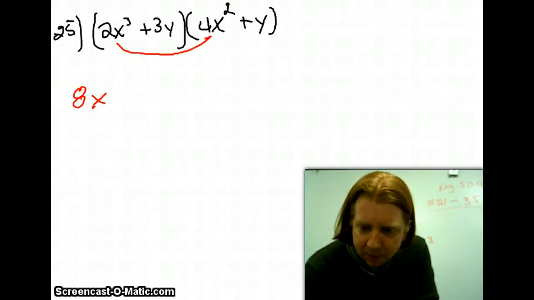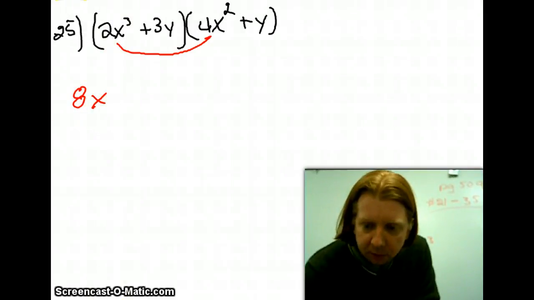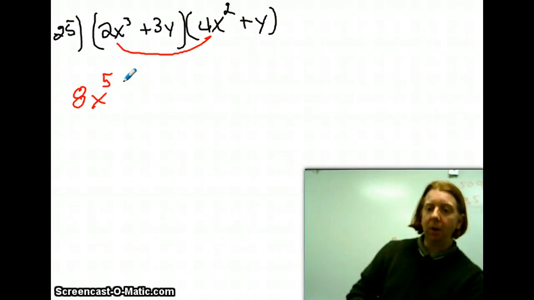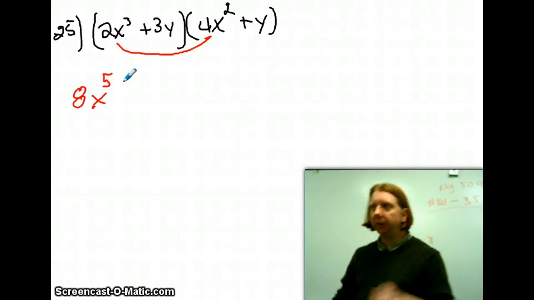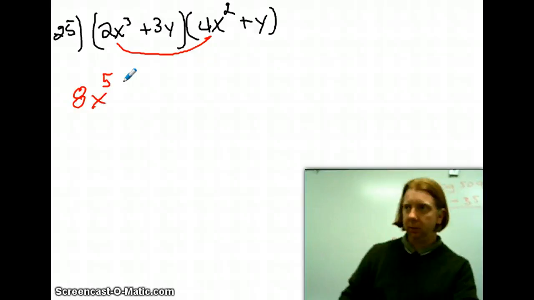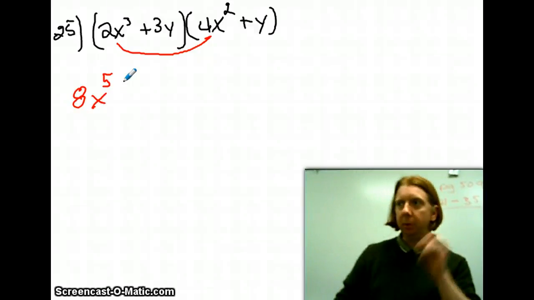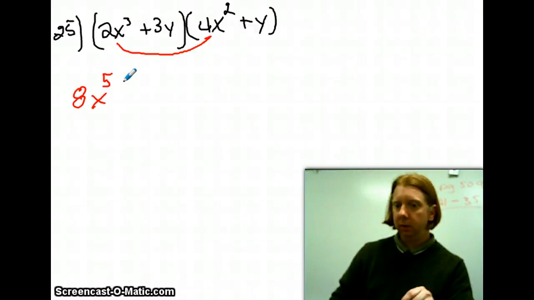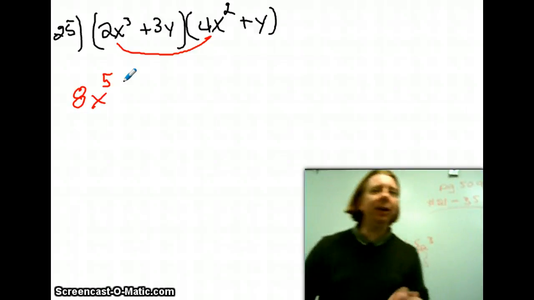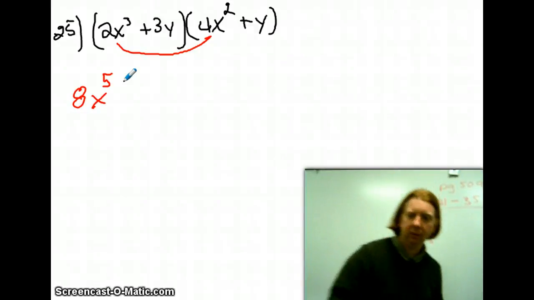Yeah, this would be like FOIL, but we don't like to call it FOIL because FOIL only works for 2 binomials. Are you multiplying or adding? I multiplied x to the 3rd times x squared, so I add the exponents together. And you added them because they were 2 x's? Because they're both x's. Yes. When you multiply common bases, add the exponents.